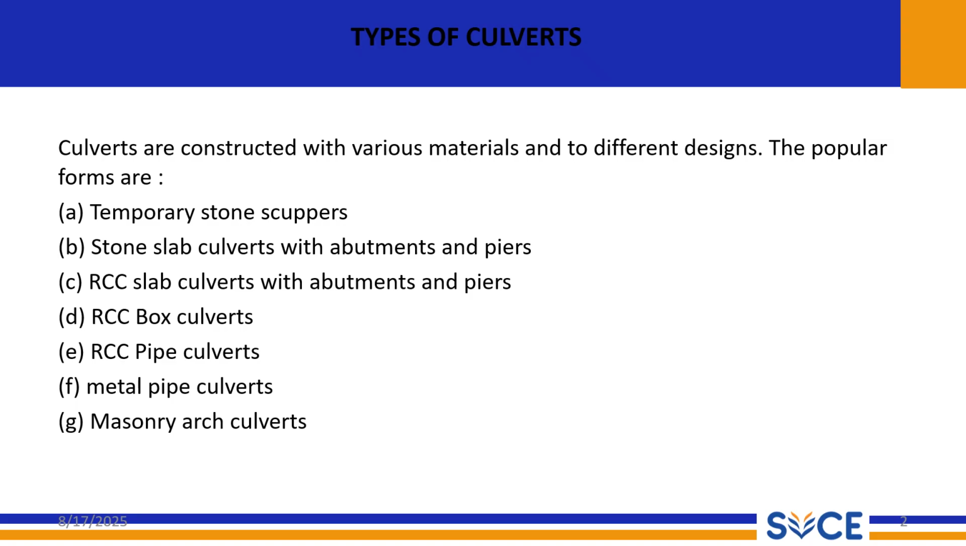In this lecture, let's start with the types of culverts. As we know, culverts are small bridges which are mainly constructed when the span is less than 6 meters. Culverts are constructed with various materials and different designs. The popular forms of culverts are the temporary stone scuppers, stone slab culvert with abutments and piers, RCC slab culverts with abutments and piers, RCC box culvert, RCC pipe culvert, metal pipe culverts, and the masonry arch culverts.